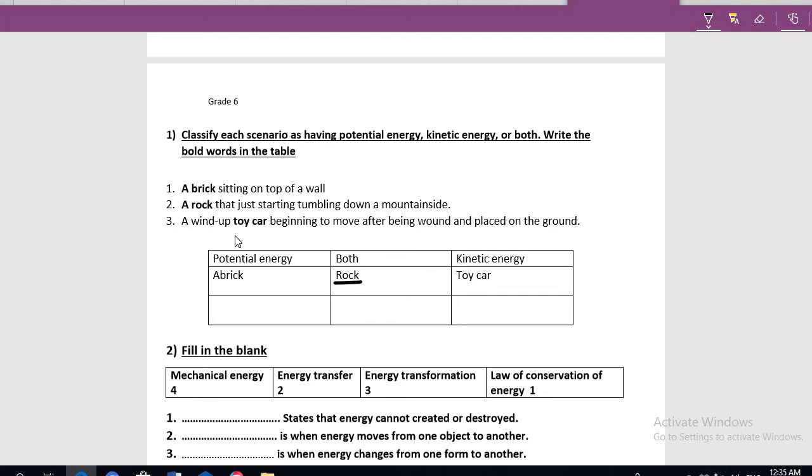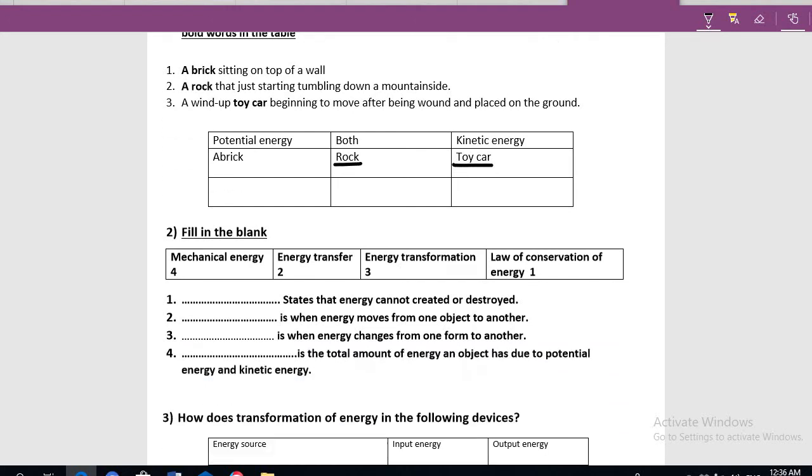A wind-up toy car beginning to move after being wound and placed on the ground. So the toy car is beginning to move. This is kinetic energy. It starts to move. Any motion, so kinetic energy means energy of motion.